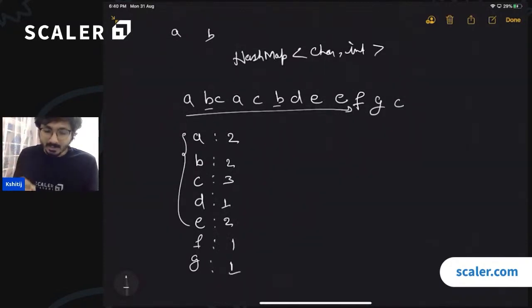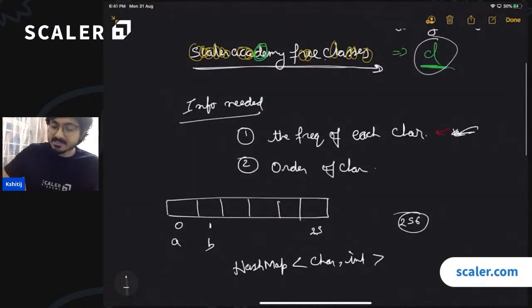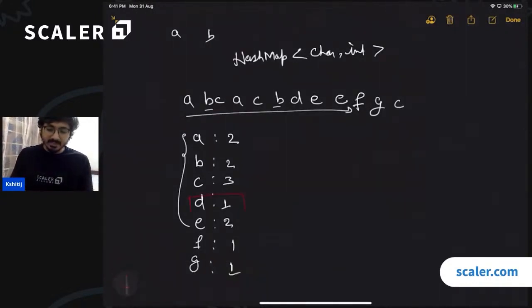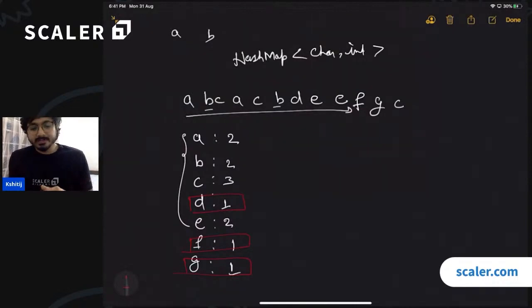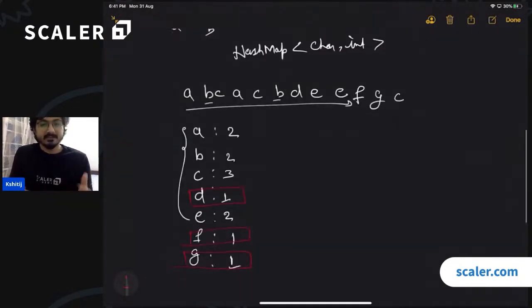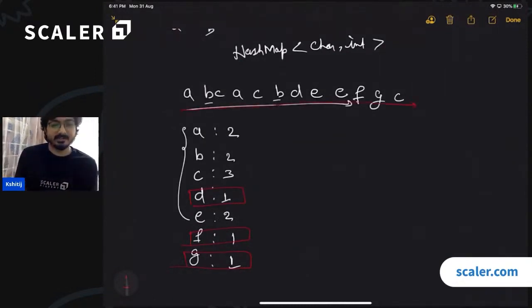Now, what is the second information which is needed? The order of the characters, right? After building this array, we know which characters appear exactly one time in this string, but we want to return the first such character. So how can we return the first such character? We need the order. Do we have the order already? Yes, we already have the order stored in this string.